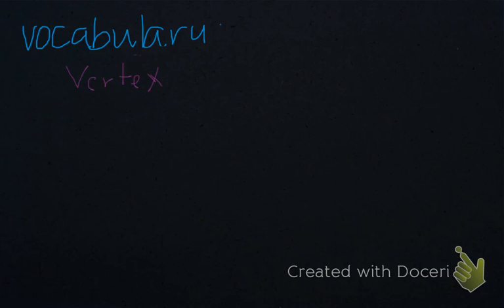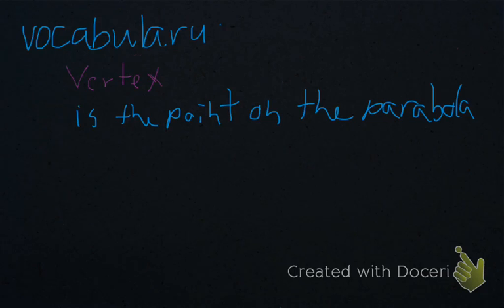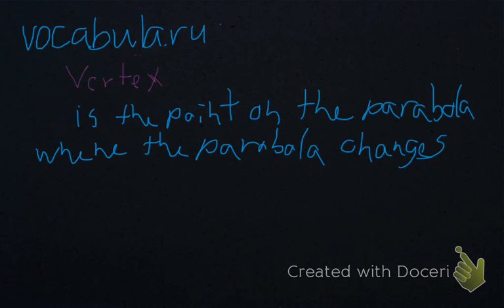There's a few definitions we could give for vertex, but the one that's going to be probably the most useful is the point on the parabola where the parabola changes direction. So that's direction. Okay. So let me show you an example.